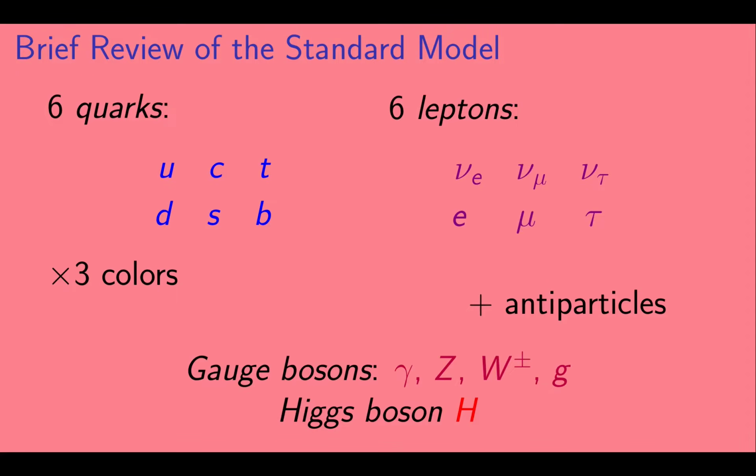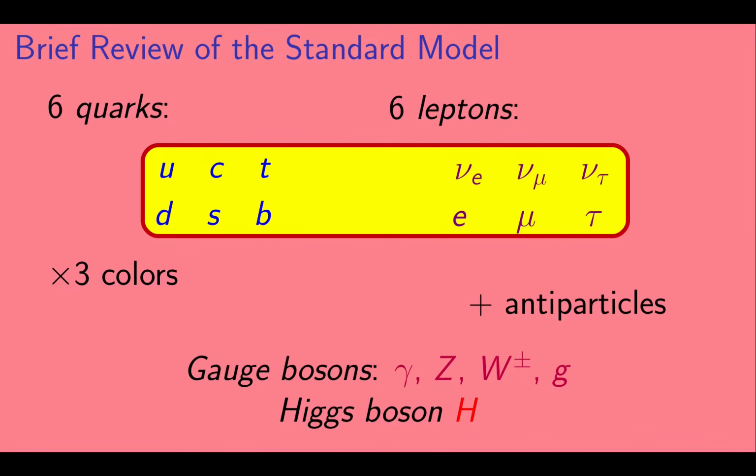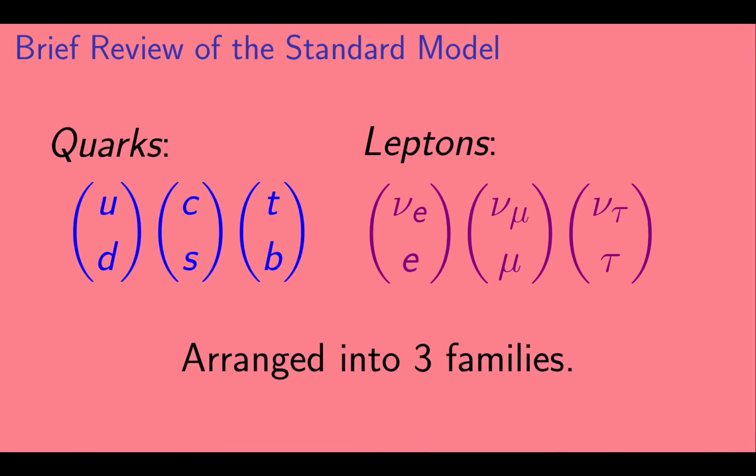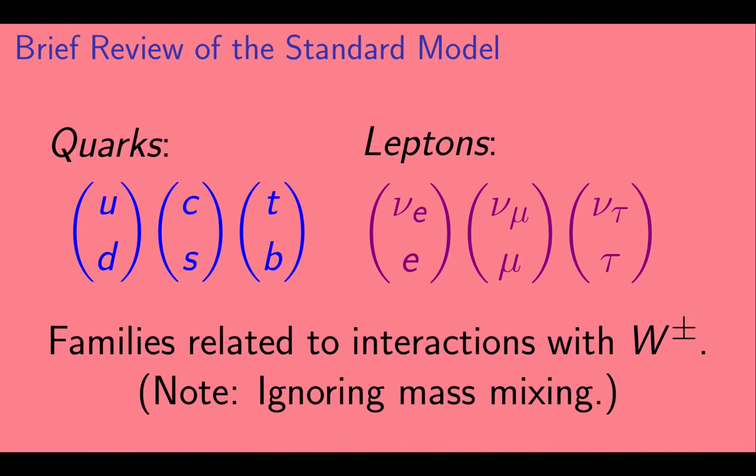Now, in order to talk about how the top interacts with the W, we have to look back at the standard model particle content. You might notice that we've arranged the quarks and leptons each into 3 pairs. Here, we'll write that a bit more explicitly. These families are related to how the quarks and leptons interact with the W, and we'll see how this relates to the top quark in a minute. I will tack on a detail here for the physics students. I'm ignoring mass mixing in the quark and lepton sectors. We don't really need to think about that for this video.